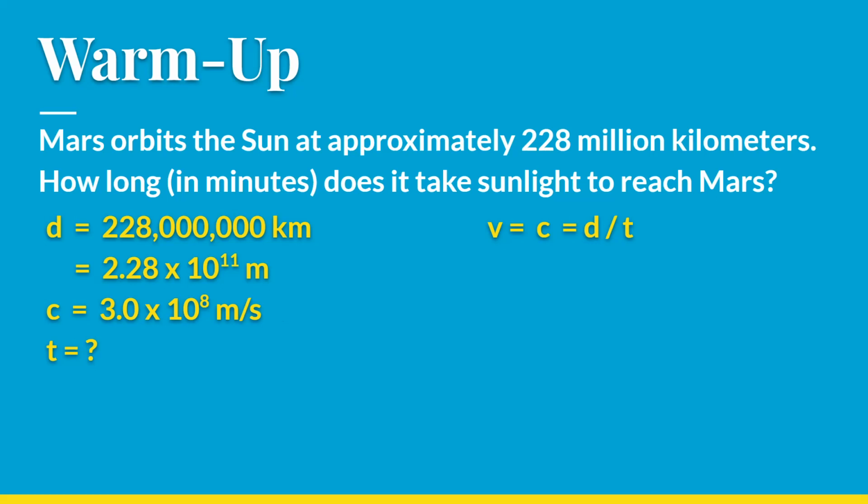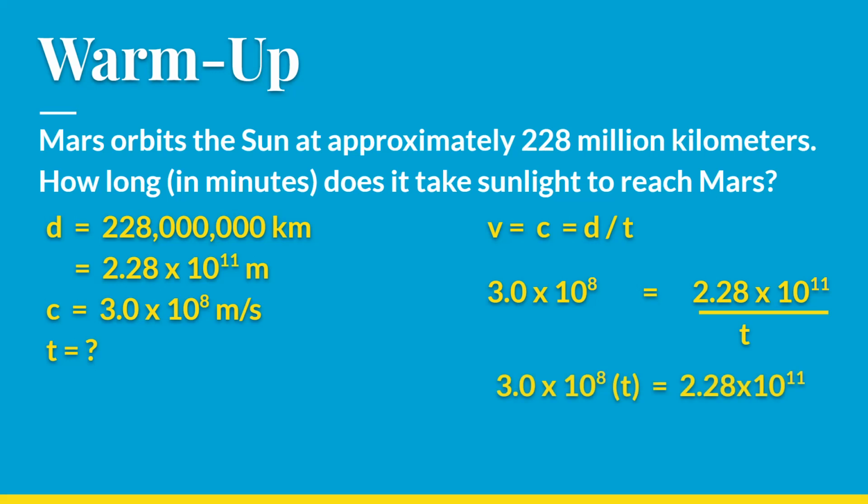And so if I want to solve for time, we're just going to substitute into that equation that speed of light equals distance over time. Okay, so here's my speed of light, here's my distance traveled, here's my time. I'm trying to solve for t. Again, you cannot solve for the variable when it's in the denominator, so we're going to multiply both sides by t, which brings it to the top. And now to isolate that variable, you're going to divide both sides by 3 times 10 to the 8th. So this is what goes in your calculator. 2.28 times 10 to the 11th divided by 3.0 times 10 to the 8th.